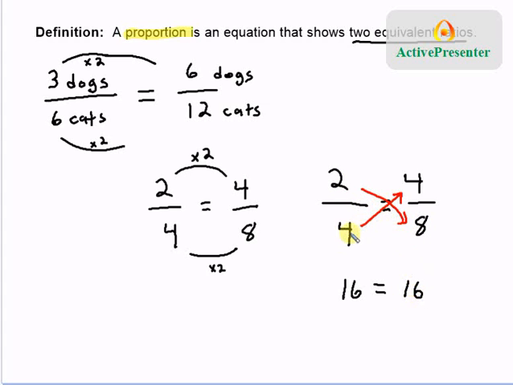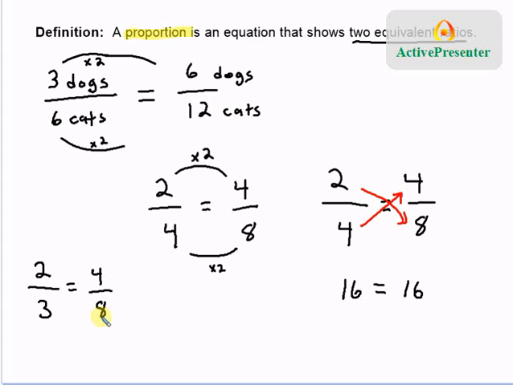We know that any time we do cross multiplication and it is a proportion, we're going to get the same result. Well, let's see what would happen if we did cross multiplying with something that was not a proportion. So here we have 2/3, and we're going to say that it's equal to 4/8. So let's find out if it's a proportion. 2 times 2 is 4. 3 times 2 is not 8.